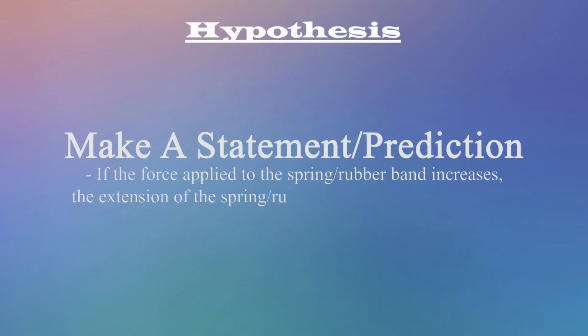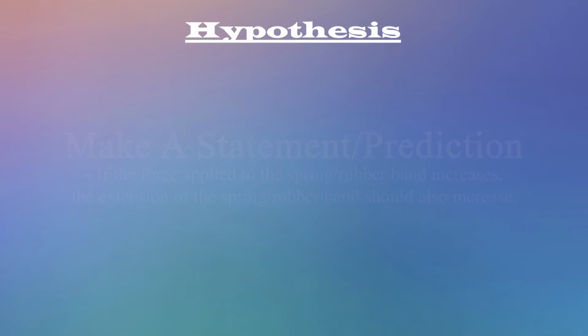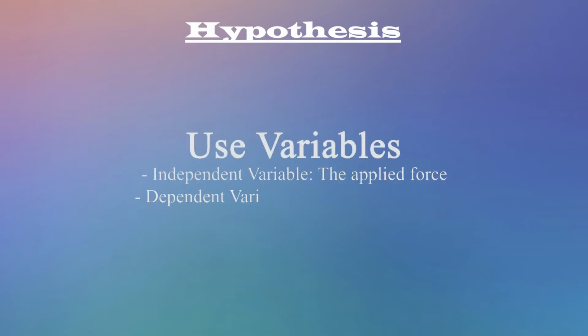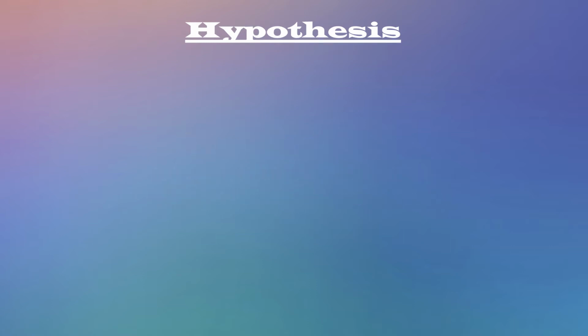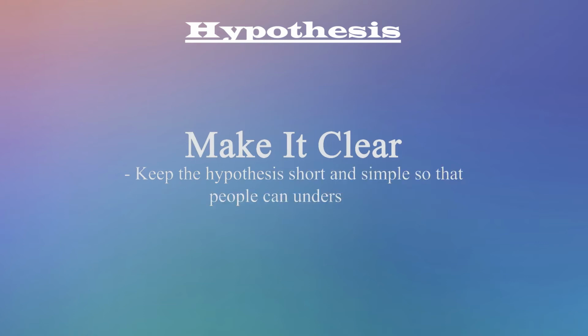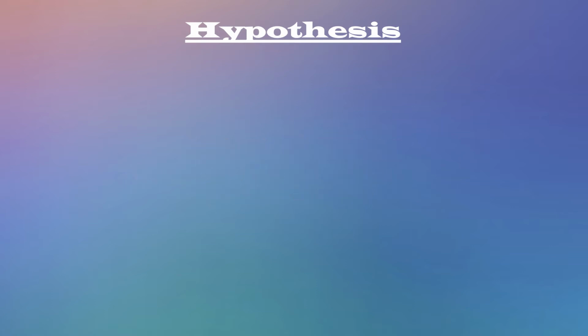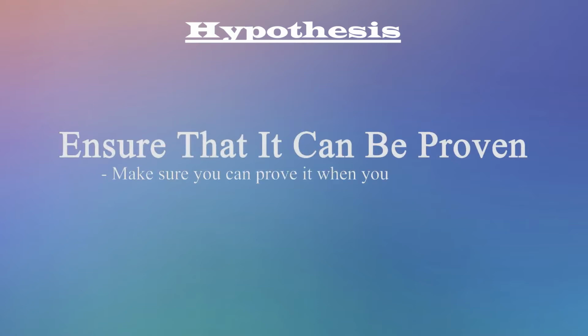Next is how to write a proper hypothesis. Firstly, make a statement or prediction about what you want to talk about in the lab. Secondly, use the independent variable and dependent variable to guide you in making the statement. Next, make it clear and use simple English, as you do not want your reader to get confused about what hypothesis you're making. A hypothesis should be short, not long. And lastly, make sure your hypothesis can be proven when doing the lab.